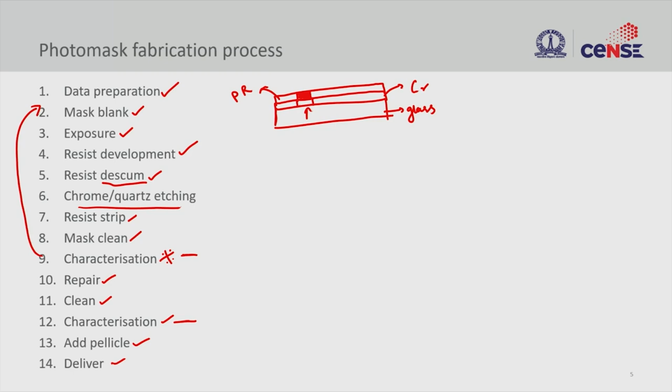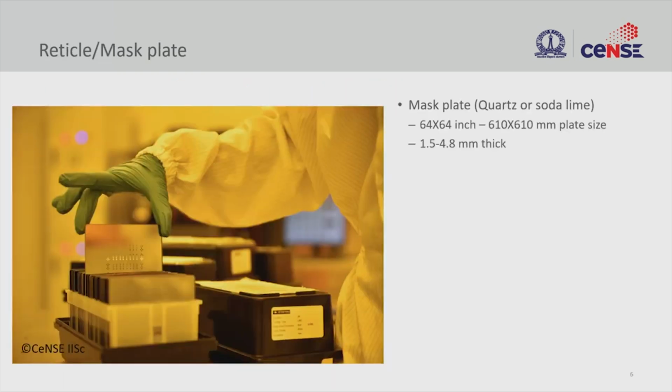So this is one of the reasons why, if the specifications are very tight, you are asking for critical dimension variation within less than 1%, or critical dimension very close to the resolution limit of the mask process, your mask will be very expensive. That expense comes from this process that we have to repeat and get the required critical dimension or specification. So the mask plates, this is a typical image of a mask plate.